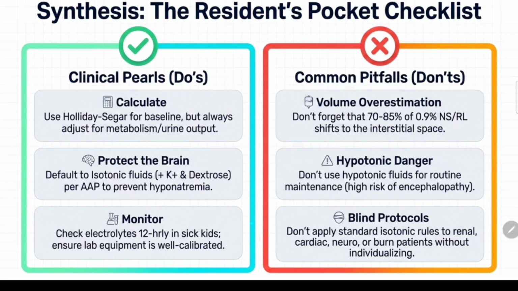Volume overestimation. Don't forget that 70 to 85% of 0.9% NS or RL shifts to the interstitial space. Look for the hypotonic danger. Don't use hypotonic fluids for routine maintenance, like Isolyte P or 0.45% normal saline with 5% dextrose, because of the high risk of encephalopathy. Don't follow any blind protocols. Don't apply standard isotonic rules to renal patients, cardiac patients, neurological disorders, or burn patients without individualizing.